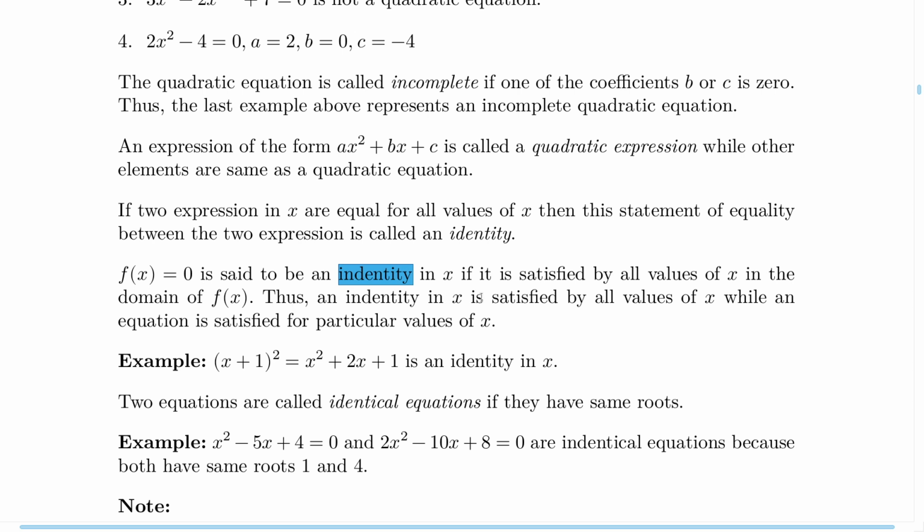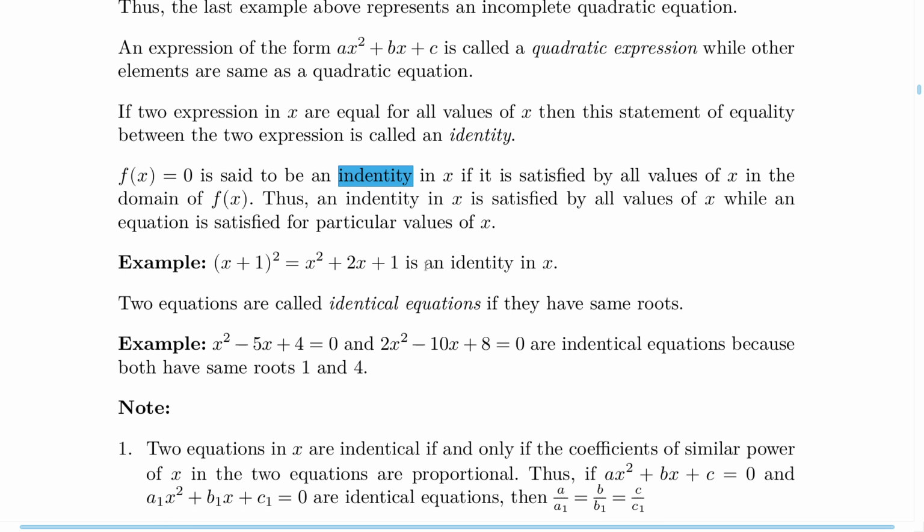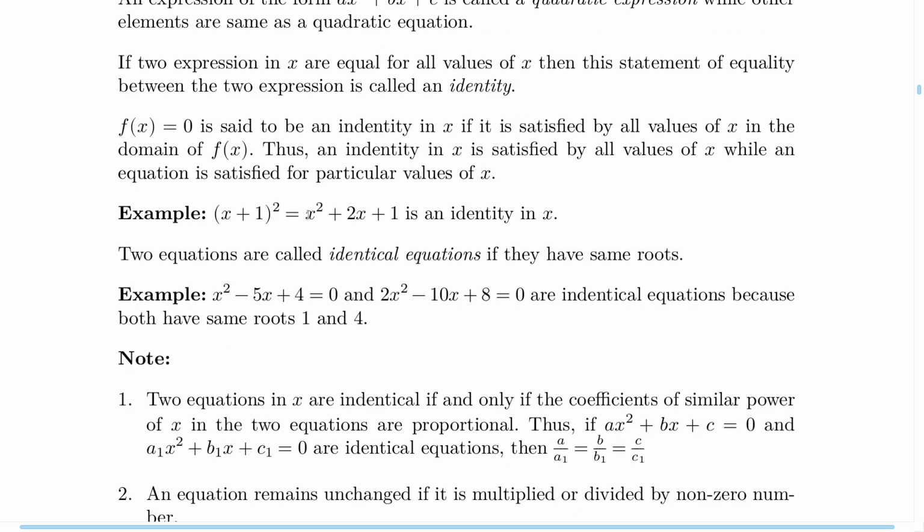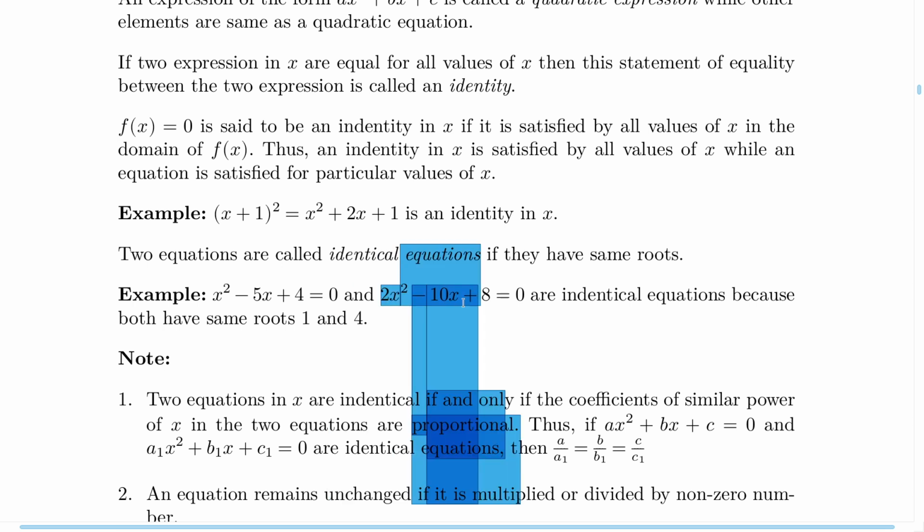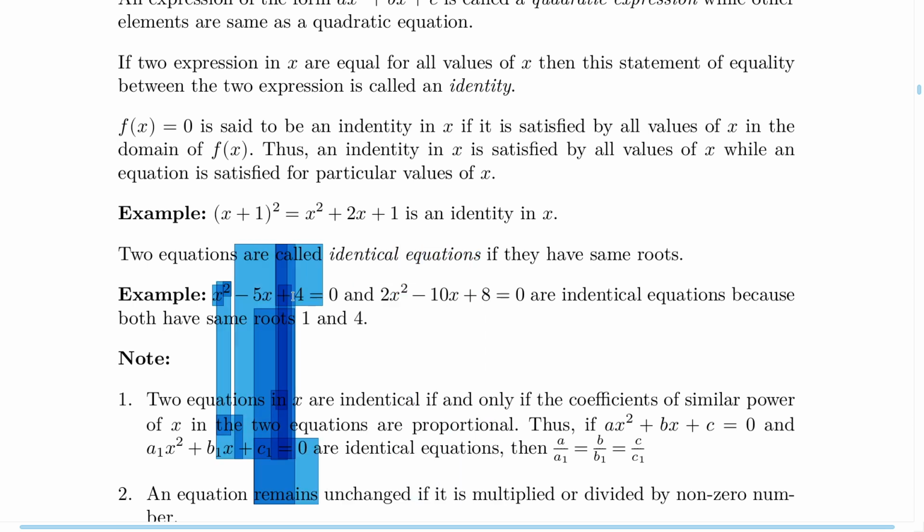Thus an identity in x is satisfied by all values of x, while an equation is satisfied for particular values of x. Now consider this: x plus 1 whole square is equal to x square plus 2x plus 1. It is an identity in x, because for all values of x both are same. So these are identical equations. x square minus 5x plus 4 is equal to 0, and 2x square minus 10x plus 8 is equal to 0 are identical equations because both have same roots 1 and 4. Essentially, this equation you can obtain by multiplying 2 to this equation.